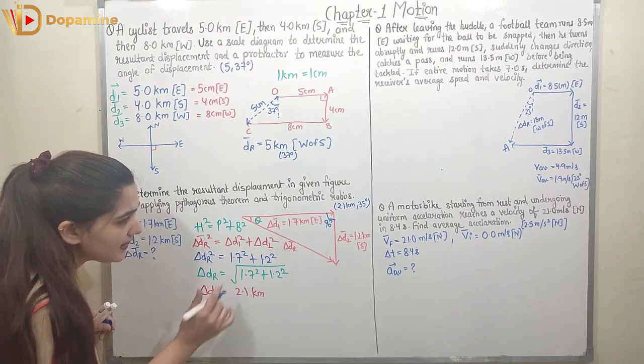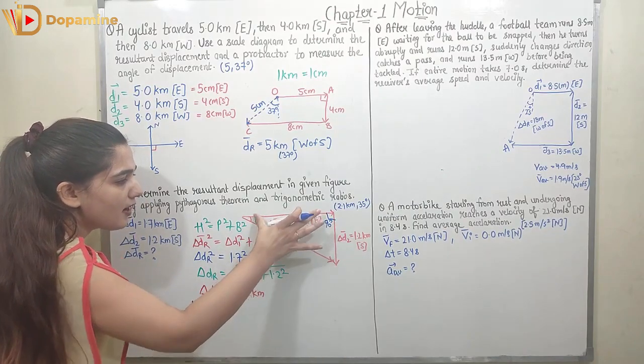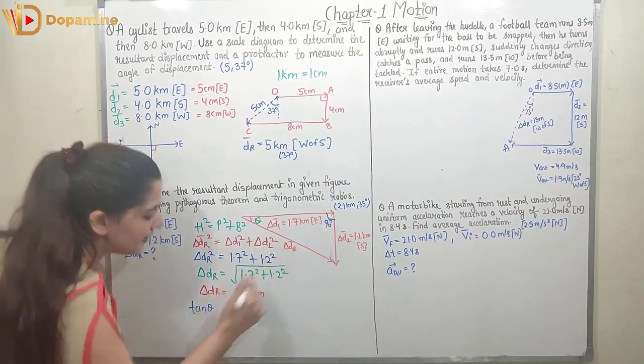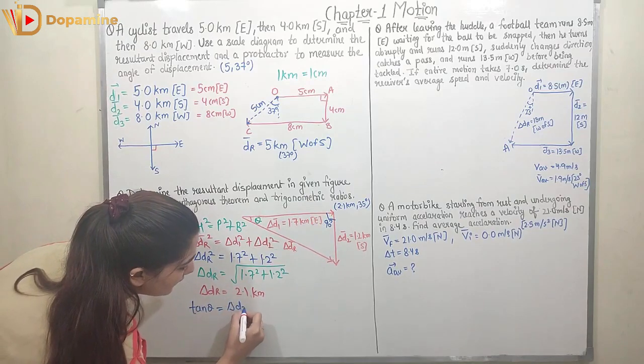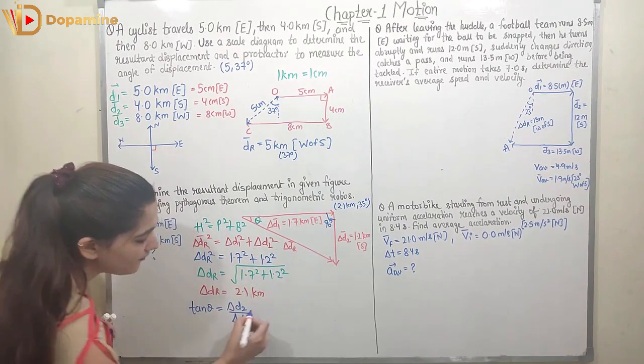We all know what is tan theta. This is the angle theta. So tan theta will be equal to perpendicular upon base. So this is my perpendicular. So tan theta will be equal to del d2 upon del d1. So this is how we can find it.